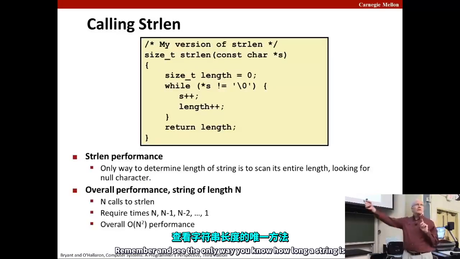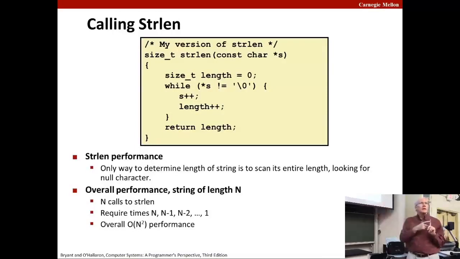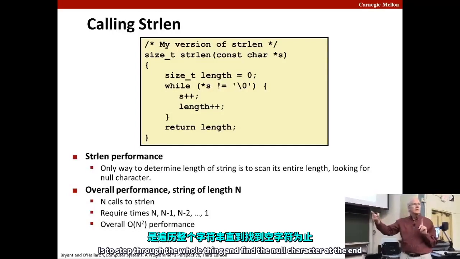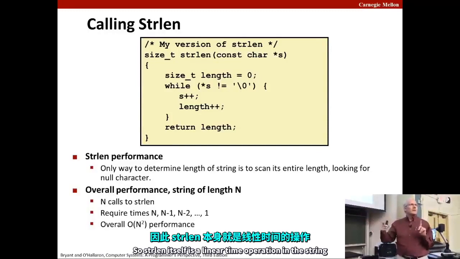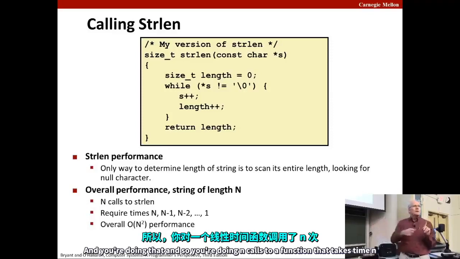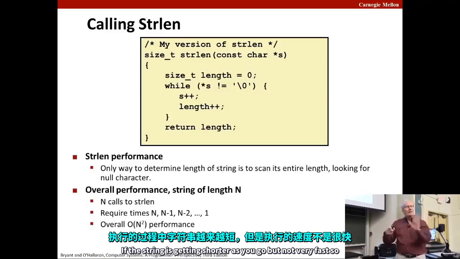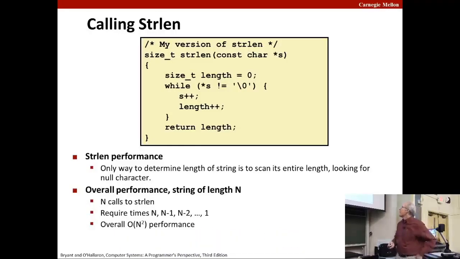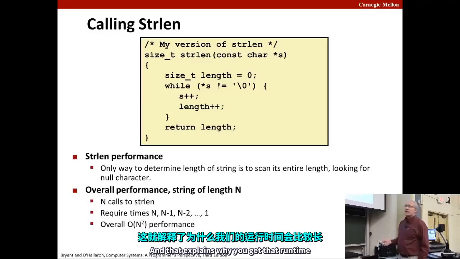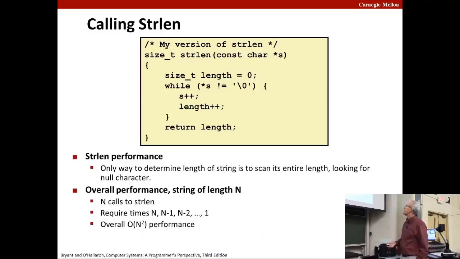Remember, in C, the only way you know how long a string is is to step through the whole thing and find the null character at the end. So strlen itself is a linear time operation in the string. And so you're doing n calls to a function that takes time n. The string is getting shorter as you go, but not very fast. So basically, that's quadratic performance, and that explains why you get that runtime.